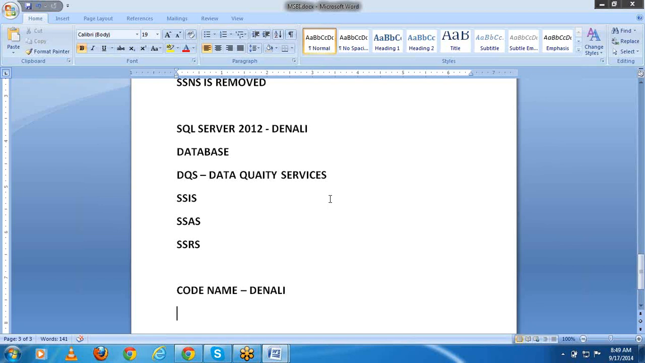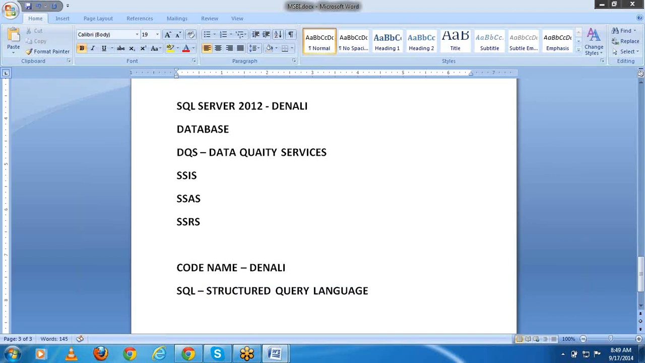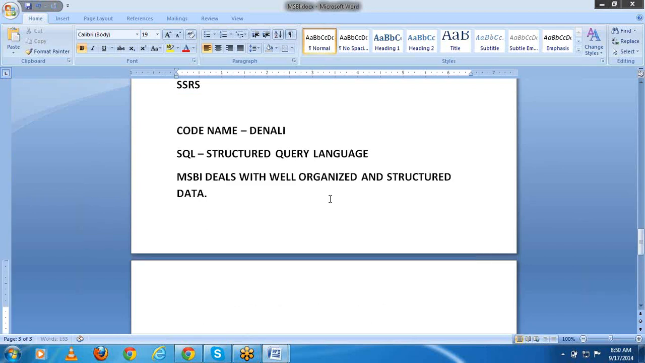Let us take some examples and go through the SSIS, SSAS, SSRS concepts. As I told you, MSBI is about working with data. MSBI purely deals with data, data which is well organized and meaningful. At the same time, it should be structured. What is SQL? It is Structured Query Language. So whenever you say MSBI deals with data, it deals with well organized and structured data.